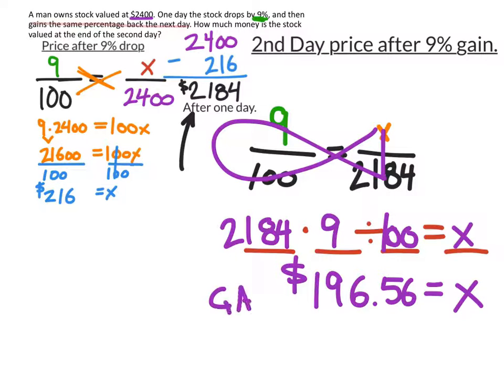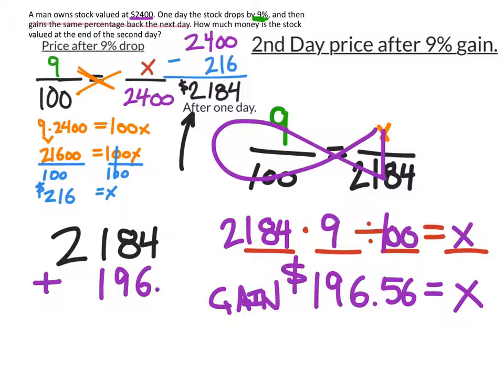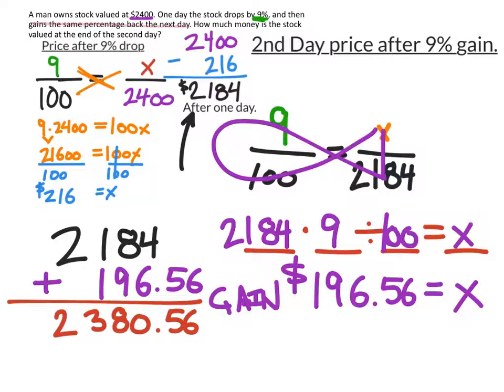Now that'd be $196.56 in gain. So again, I'm going to take that previous value, 2,184, and I'm going to show it as a gain because we're adding this in as $196.56. So whatever I get out of this will be my final answer for the price of the stock at the end of the second day. So again, I just put that in my calculator, I added those together, and I got $2,380.56.